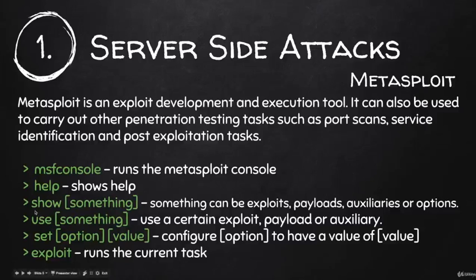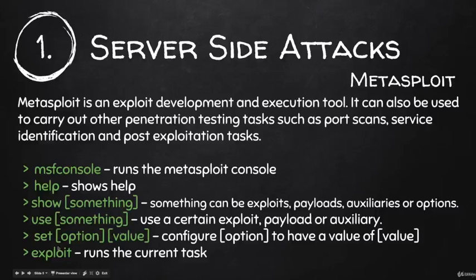You can use the show command to show something. So you can show the available exploits, the available auxiliaries, the available payloads, and we'll talk about what each of these mean in the future. You can use the use command to use something that you've shown. For example, you showed exploits and you picked a certain exploit that you want to use. Then you use the use command and type in the exploit name to run it.